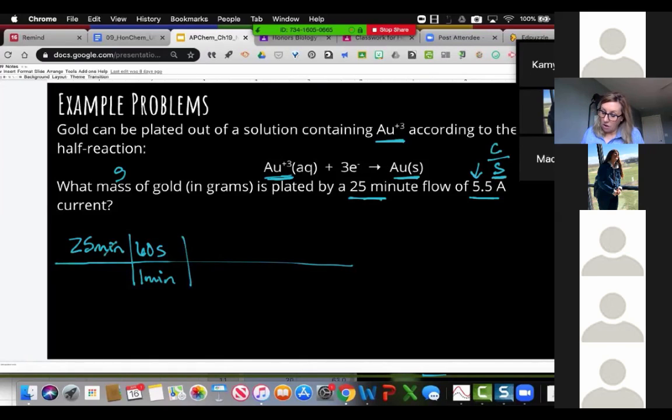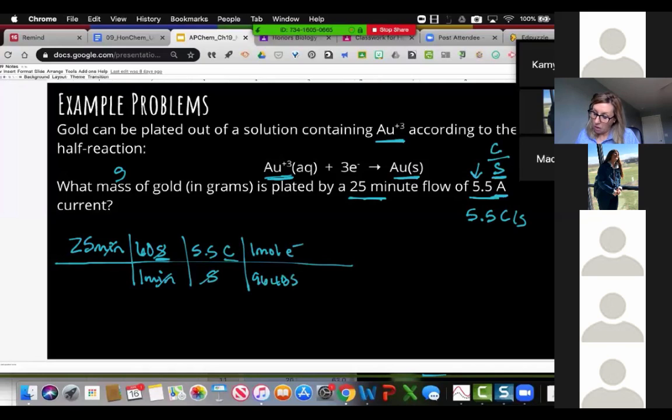So minutes is gone. Now we want to get rid of seconds, and we're going to use this 5.5 amps, which is the same as 5.5 coulombs per second. So now seconds is gone. Now we want to get rid of coulombs. We're going to use Faraday's constant that we used yesterday. So 1 mole of electrons is 96,485 coulombs. So that gets rid of that.